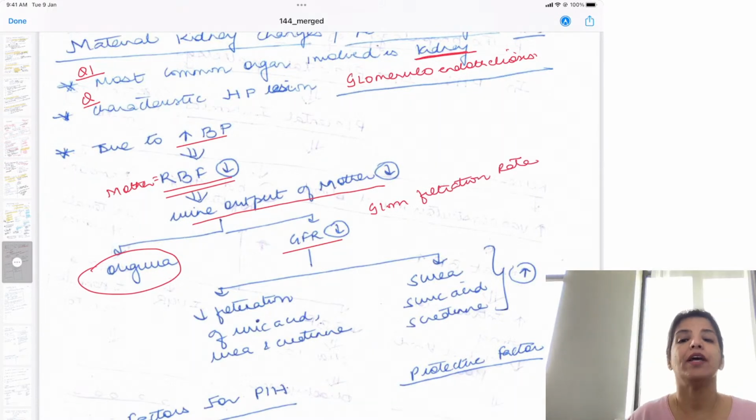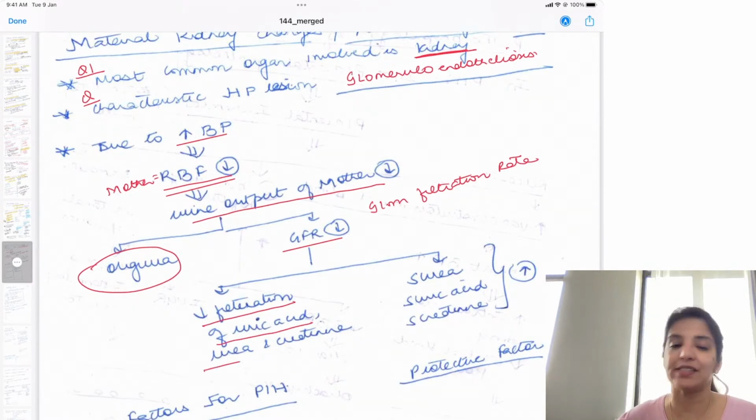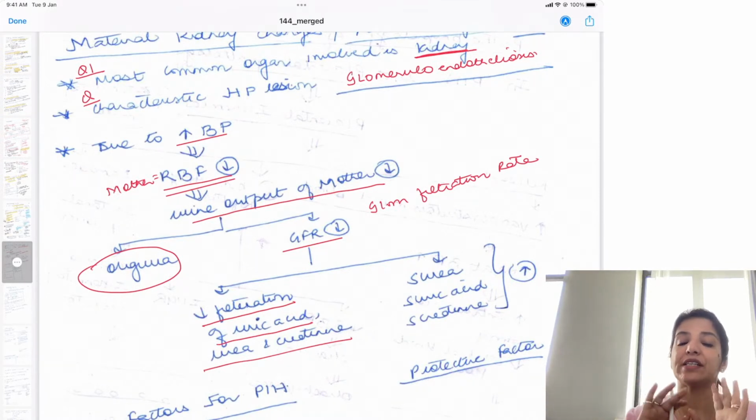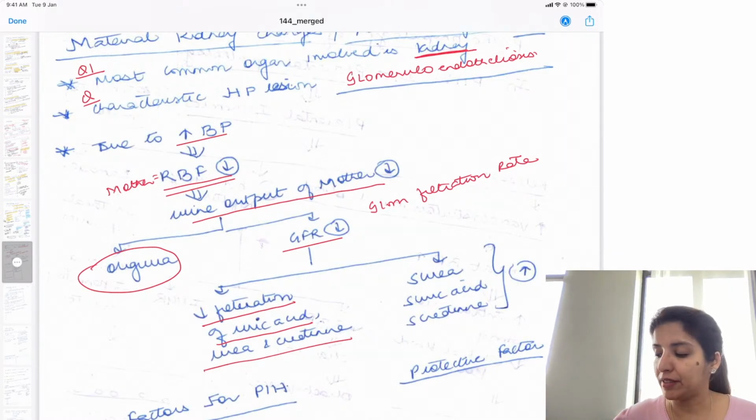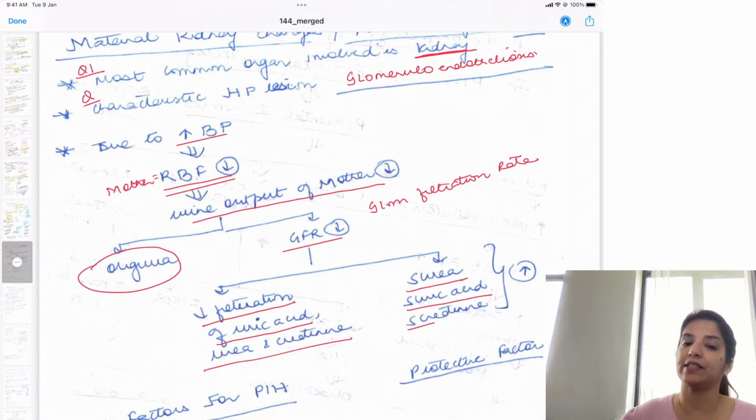In other words, the kidney's filtering capacity will decrease. So now the kidney is going to do decreased filtration of urea, uric acid and creatinine. So if less urea, uric acid, creatinine is going out from the kidney, in the body what is going to happen? There will be increased urea, uric acid and creatinine. And that is why one of the signs of end organ damage was serum creatinine more than or equal to 1.1. So are you understanding why organ damage happens in PIH?